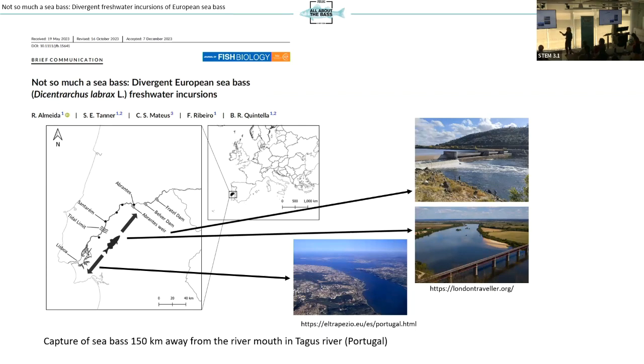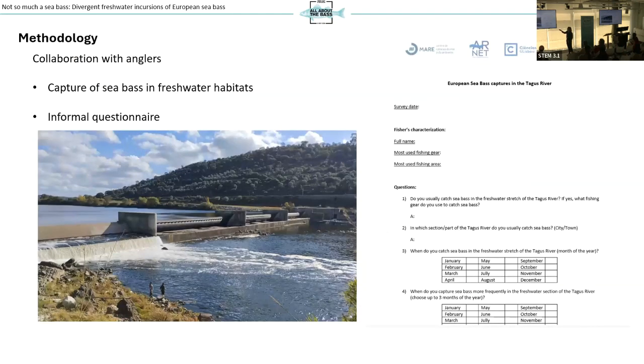So you can see here the Tagus estuary, and we captured a sea bass 150 kilometers away from the river mouth, so very upstream. The tidal limit, you can see it there with the wobbly lines. It's about 80 kilometers upstream, and this is another 70 further up. It is also where there is the first obstacle in the river, so there's a weir placed there.